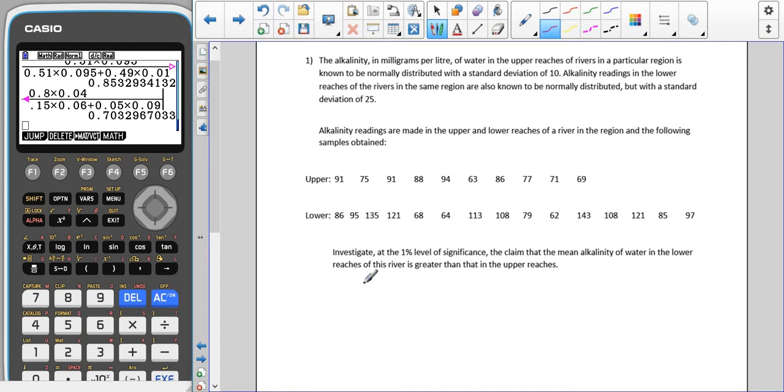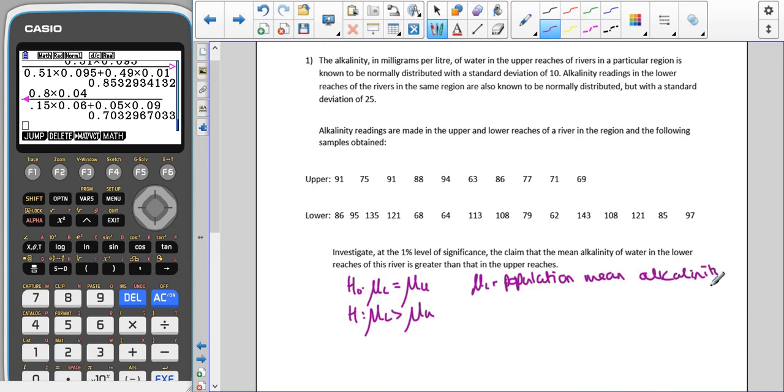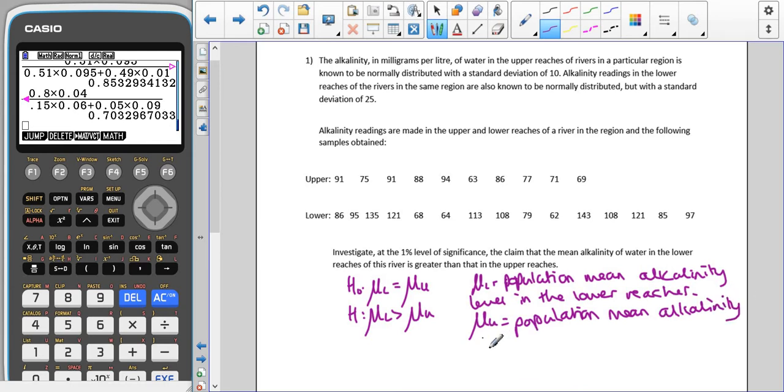So to start off with, we are doing H0. We want the mean in the lower reaches to be greater. So we're going to have mu L equals mu U. And our H1 is going to be that mu L is greater than mu U. But we have to define these symbols. So mu L is going to be the population mean alkalinity level in the lower reaches, and mu U is going to be the population mean alkalinity level in the upper reaches.